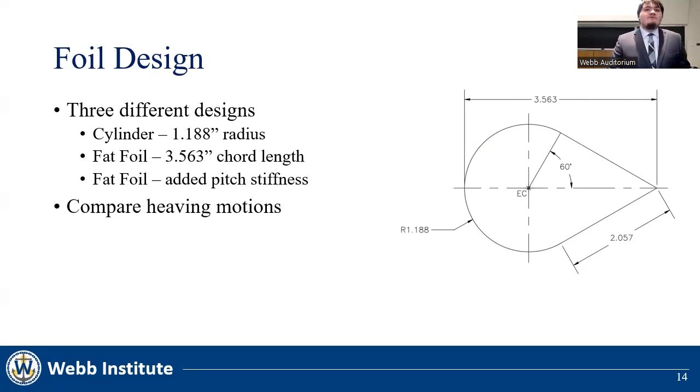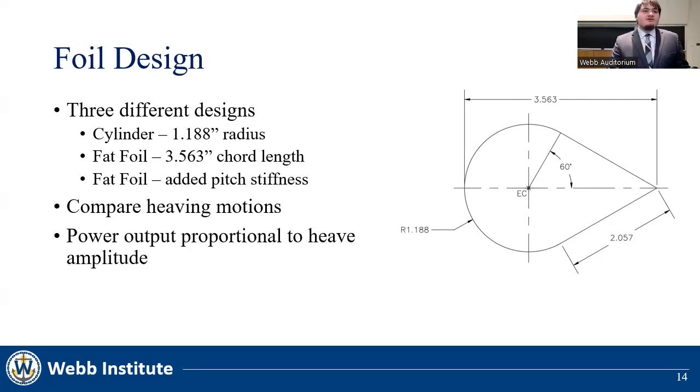The reason we had 3 different foils was so we could compare their heaving motion. By comparing the heaving motion of the fat foils with the cylinder, we could compare our data to that previously collected specifically by Lindsay Burns in 2008 and validate our new apparatus. In addition, we could also compare the power output, since power output is proportional to the heave amplitude.